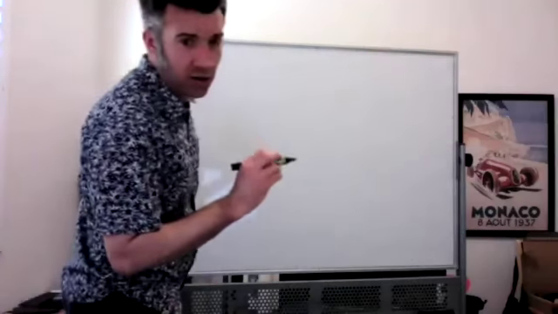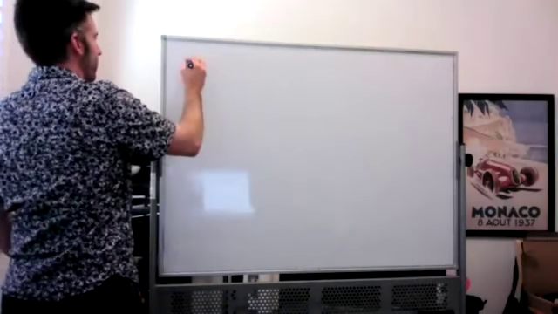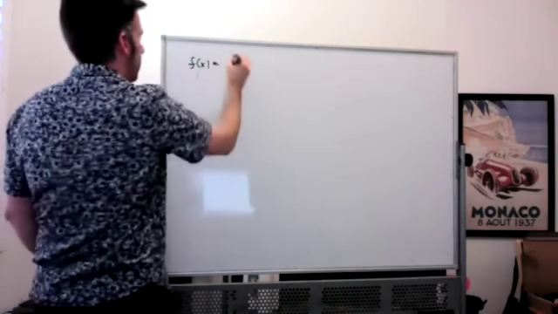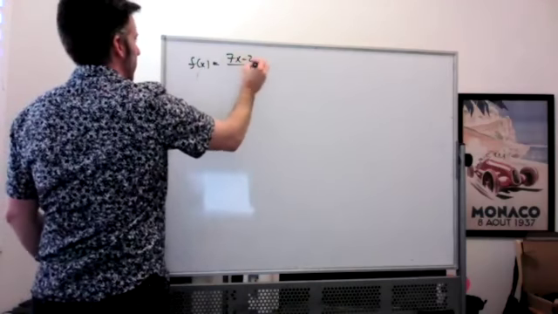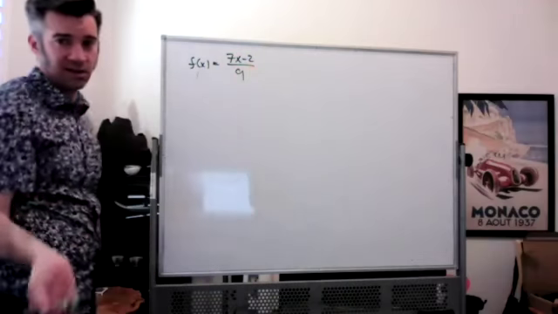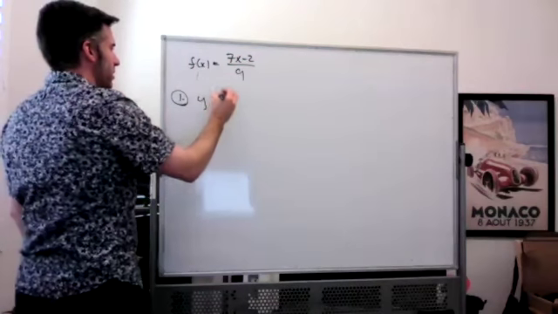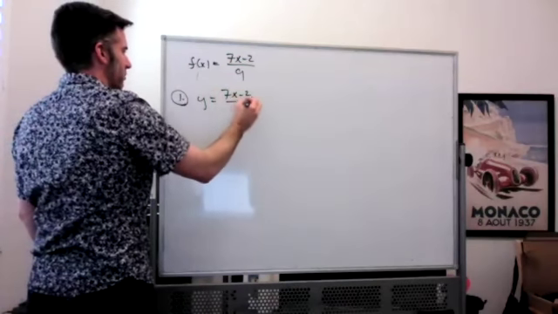Find the inverse for each of the following functions. So let's see. Our first function, f of x, is 7x minus 2 over 9. I want to find the inverse. So the process is always the same kind of stuff. The first thing we're going to do is write y equals 7x minus 2 over 9.